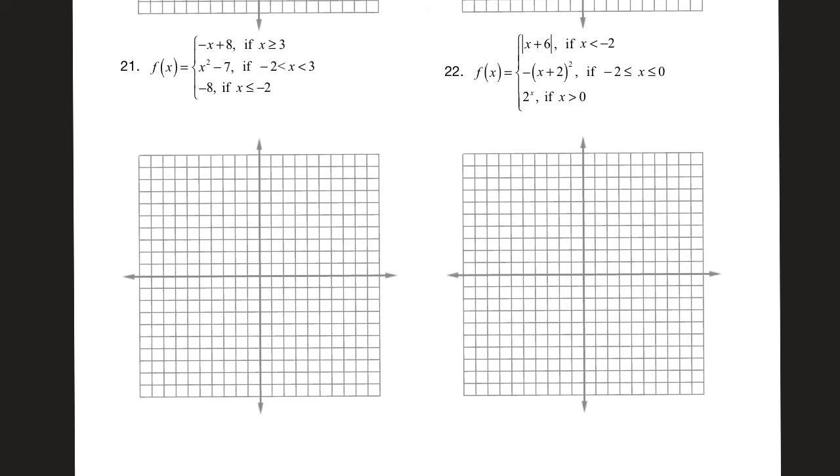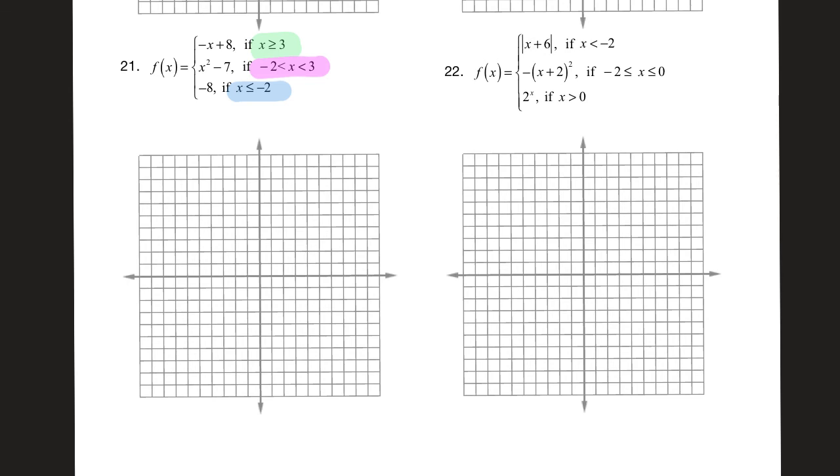Okay, so for number 21, this is actually kind of cool. There are 3 different things going on. There's something happening to the right of 3. There's something happening between -2 and 3. And there's yet a third different thing happening to the left of -2. So I'm going to go from left to right. So I'm going to start with the one that's in blue. To the left of -2, my function equals -8.